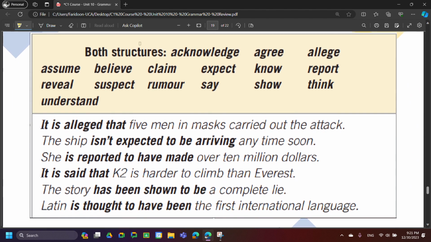So these ones, guys, follow both structures, these verbs, I mean: acknowledge, agree, allege, assume, believe, claim, expect, know, report, reveal, suspect, rumor, say, show, think, and understand. We do have some examples. Let's go with the first one. It is alleged that 5 men in masks carried out the attack, right? Then you have another one. The ship isn't expected to be arriving anytime soon, or she's reported to have made over $10 million, and more.